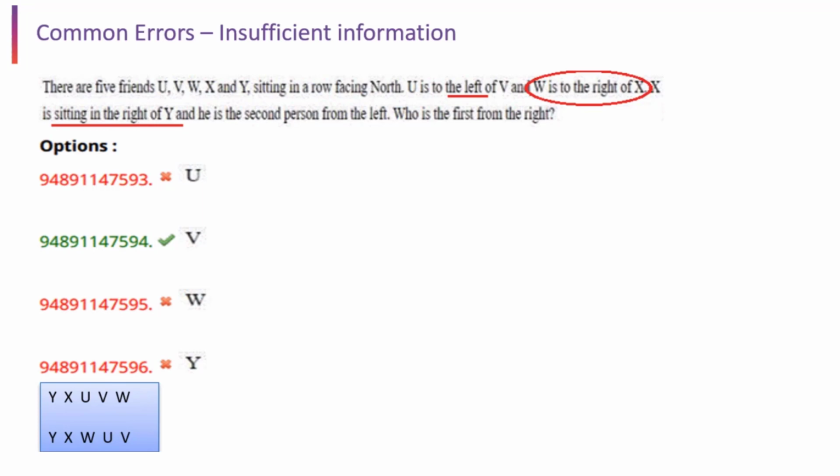Whenever you come across seating arrangements, please ensure that immediate is there, exactly to the right or immediate right of X is written somewhere, so that it's clear that it's the immediate next person. It's not anywhere to the right. So please ensure in the seating arrangements that some pointers which are very, very important are there.